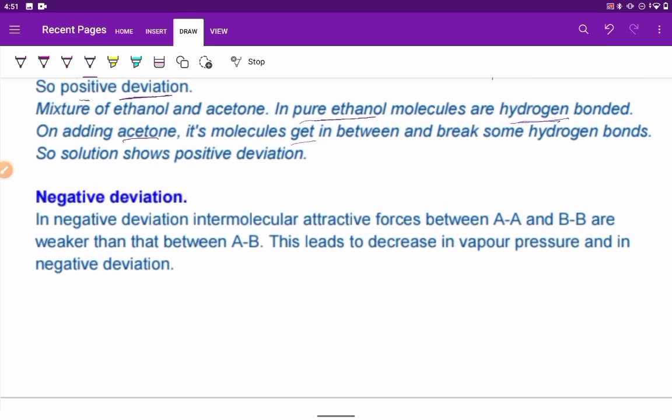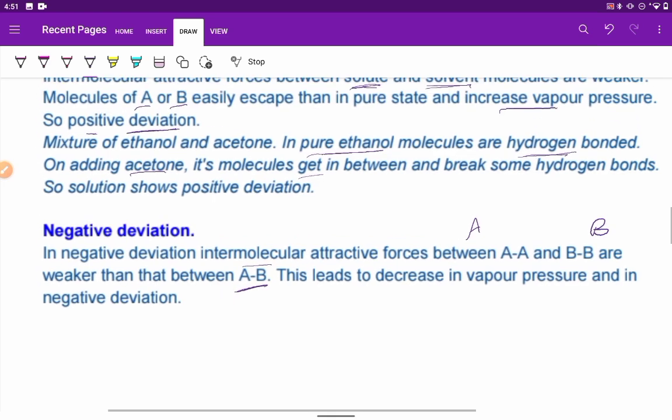Now we come to negative deviation. In negative deviation, the intermolecular attractive forces between pure components A and B, in case of A it is AA, in case of B it is BB. Here these interactions between AA and BB are weaker than the AB. AB is the new interaction which is formed, that is the interaction between solute and the solvent molecules.